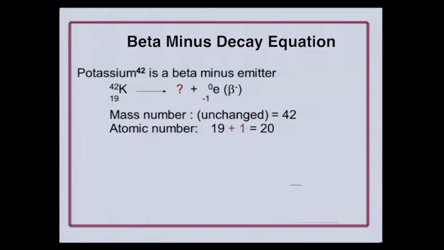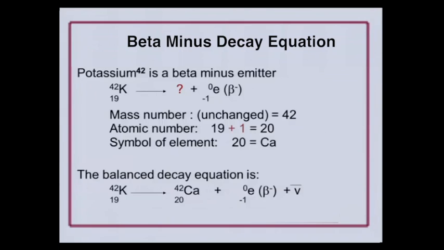Our mass number stays the same. My atomic number has got to go up one to maintain balance on either side, which means my resulting Z for the daughter is going to be 20. And if I look up 20, that's calcium. Balancing my equation, I wind up with this. And do not forget the antineutrino, because it must be there to carry off and account for the energy that's not taken up by the beta minus.